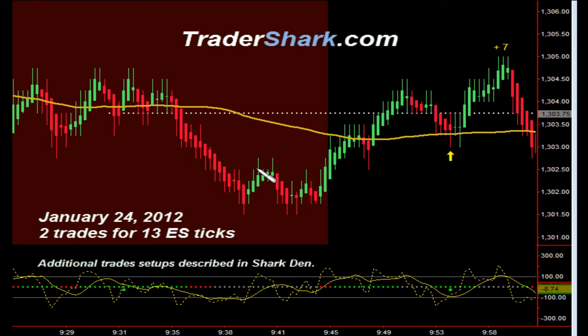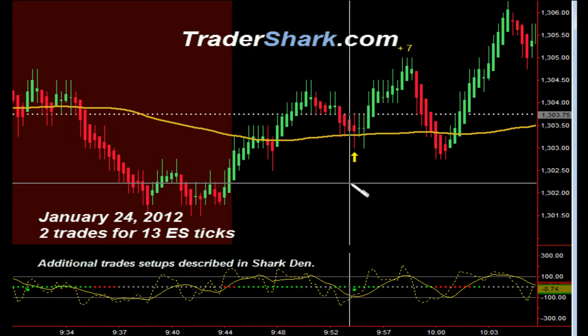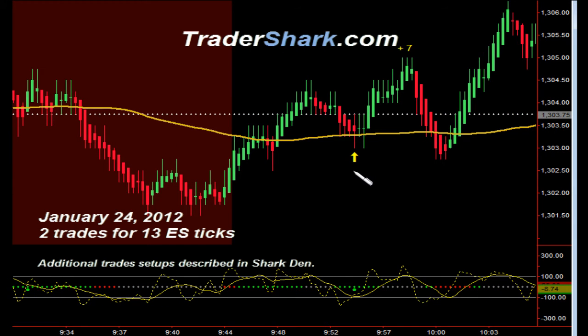And so this first trade that got kicked off here at around a little after 9:54 Eastern Standard Time, target 1 and target 2 are hit for a total of 7 ticks. I missed it. I did not get on that trade, so I'm not counting it for today's video. Otherwise, that would be a total of 3 trades for 20 ES ticks.